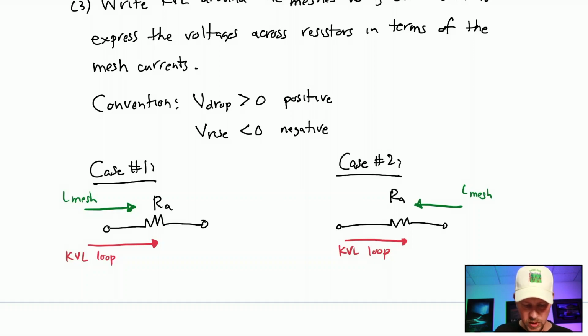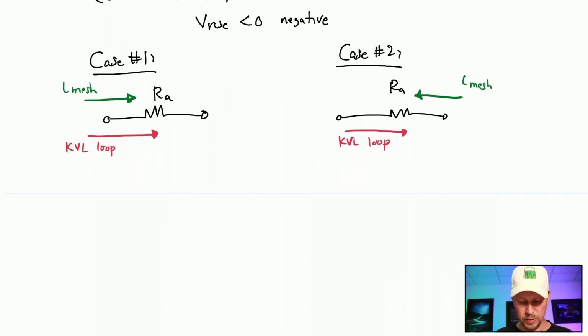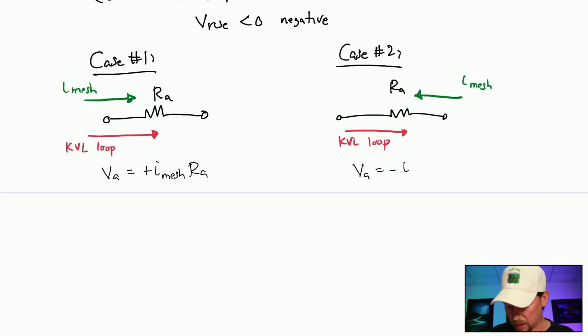Now, both of these, we take them into account in KVL in the following manner. Let's say that V_A here in KVL is going to go into KVL as the mesh current times the resistance R_A, and over here it's going to be minus the mesh current times R_A.